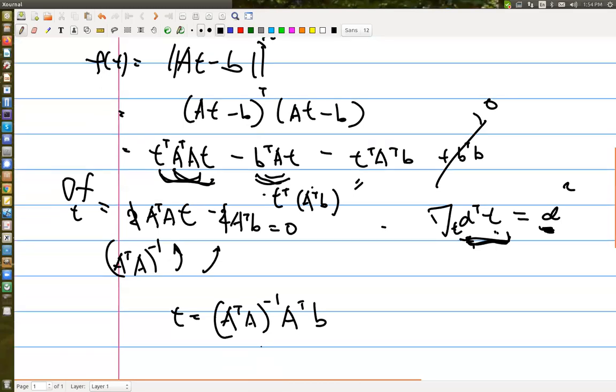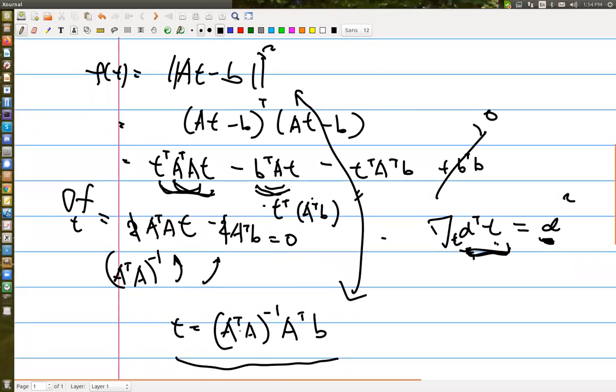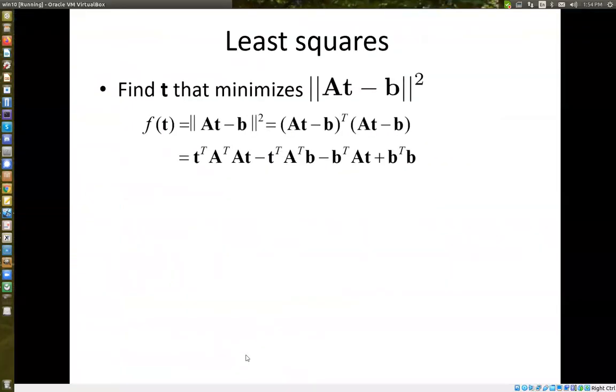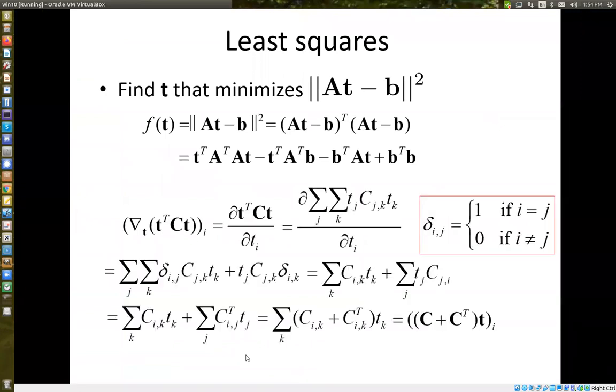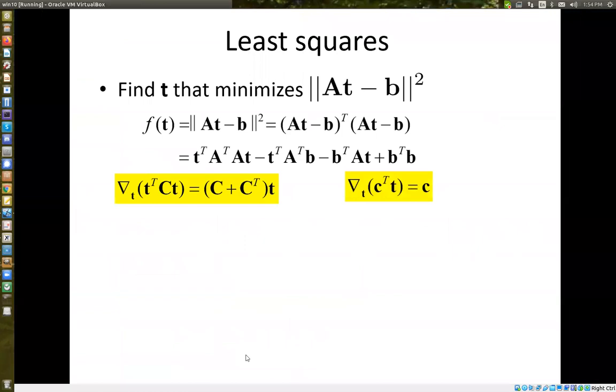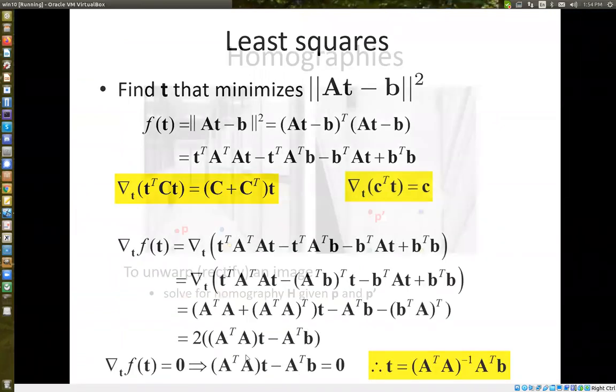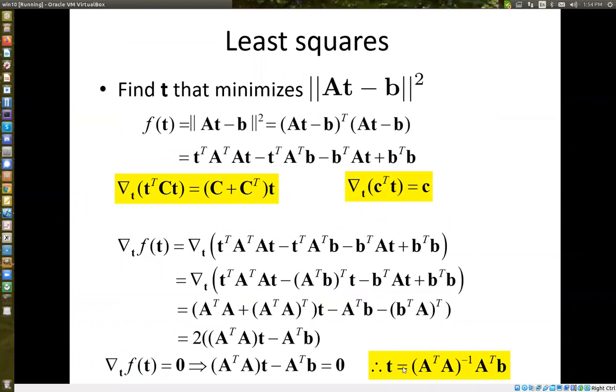So yes, you should see this many times. This is the solution for this guy. And if you have been around long enough in engineering, you will definitely see this again and again. This is known as the pseudo inverse. Basically, this part is known as the pseudo inverse. So we have the solution like this here. T is like the pseudo inverse. We can solve T like this basically.